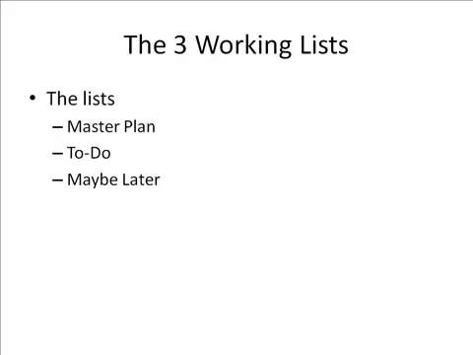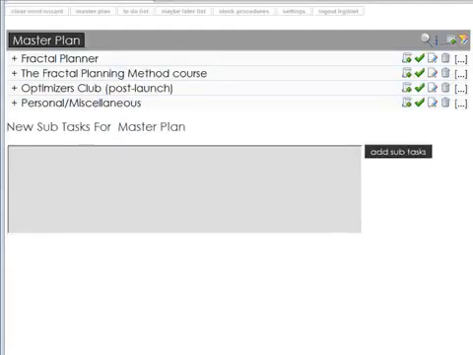So let's look at the 3 working lists. Here are the lists. We have the master plan, we have the to-do list, and we have the maybe later list, or the someday maybe list. These match up well with things like the Franklin Covey's ABC list. It matches up with what David Allen teaches, it matches up with what Eben Pagan teaches, and so on. These will help you focus on what you need to focus on at the moment. Alright, so now let's look at the 3 lists.